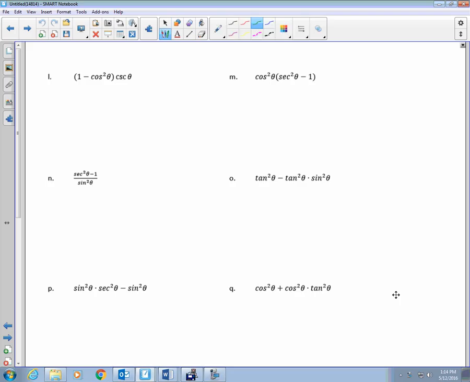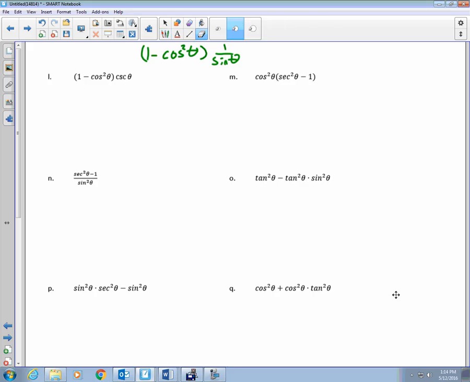We have 1 minus cosine squared times cosecant. And here's what you did before, okay? What you did before is you changed this, don't write this down, but you did 1 minus cosine squared of theta, and then you multiplied that by 1 over sine of theta. You would convert it. And that's not what we're going to try to do today. We're going to try a different way of simplifying these expressions.